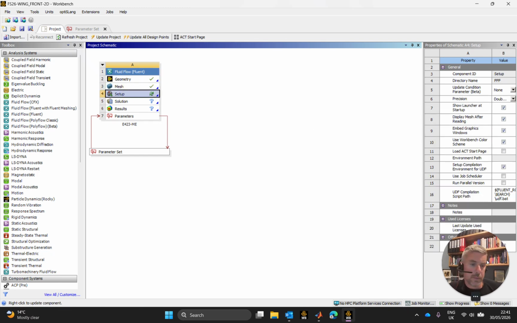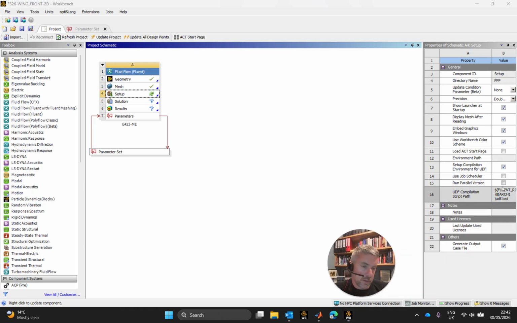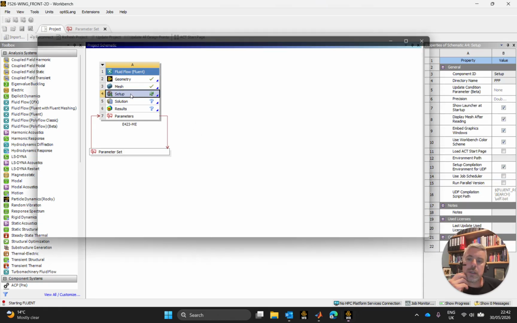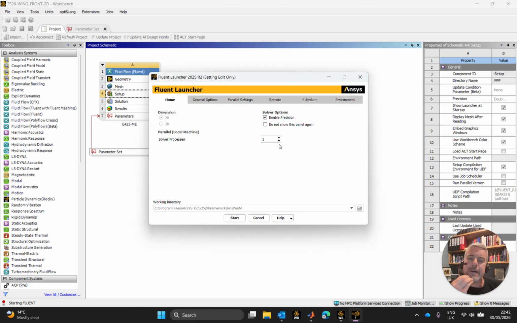So opening up setup again, always have a look down in your properties to see is there something there that you could change, which I don't see anything there. The precision, let me just move my controls, is on double. When I open up the window, it's going to ask me, do I want to do it anyway? I have 24 processors on this computer, so I'm going to run with 12 solver processes on it. That's half of them.